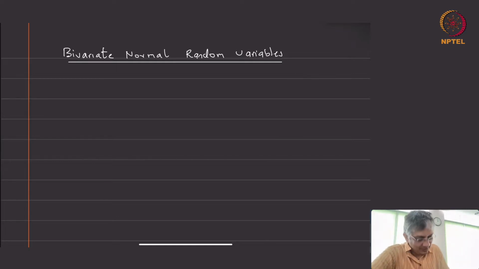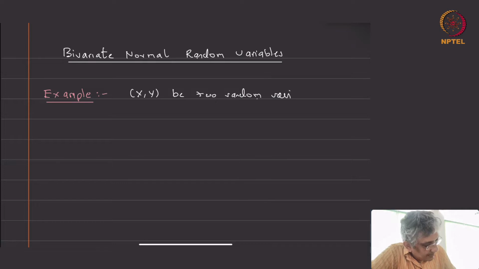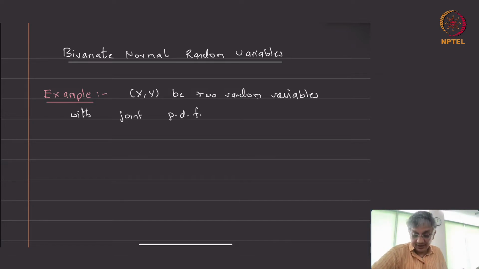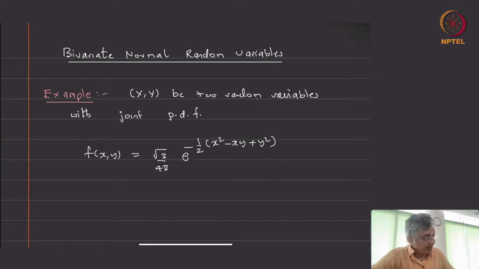So let me write the example down. So the example is the following. Let X and Y be two random variables with joint probability density function given by f(x,y) equal to, so I'll write this formula down in a specific manner, square root of 3 over 4 pi, e to the minus 1/2 times (x squared minus xy plus y squared), when x is between minus infinity and infinity, and so is y. So on all of R2, this is the joint PDF.